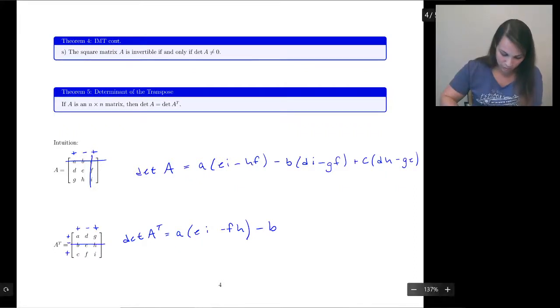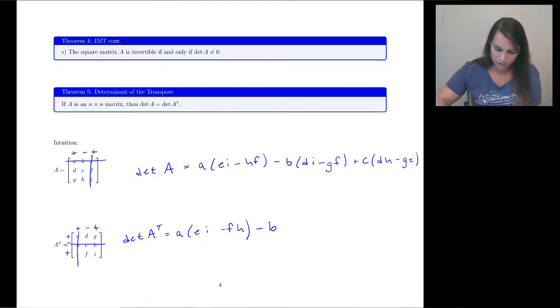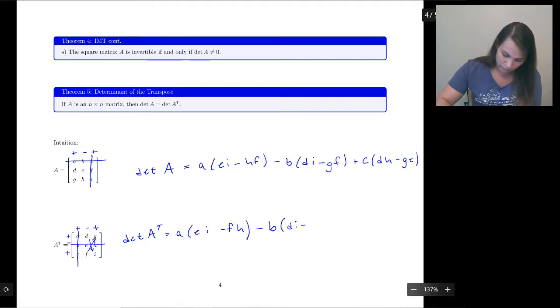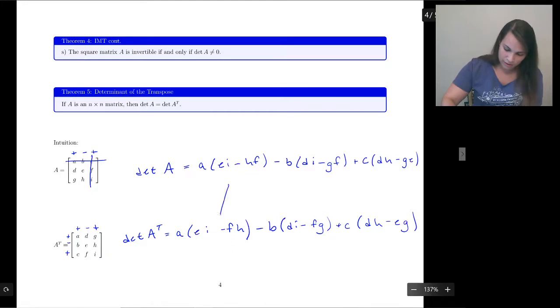And then we go down along the column. So the next one we have is B. So we cross out his row and column. So minus B, and then we do the determinant of the leftover matrix. So D times I minus F times G. And then the very last one is plus C times DH minus EG, which you'll notice matches.